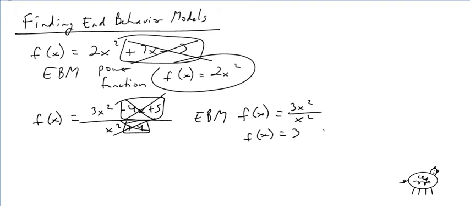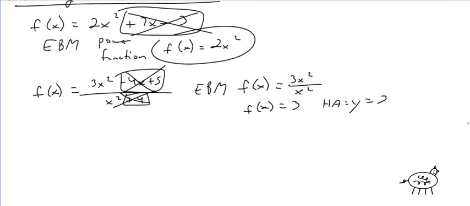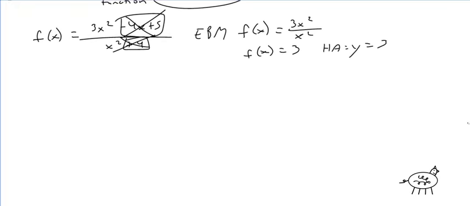Okay, and again, that's my horizontal asymptote, isn't it? y equals 3. So it all kind of comes into play: end behavior model, horizontal asymptote, limit as x approaches infinity or negative infinity. It's all end behavior. Okay, so let's keep going here.